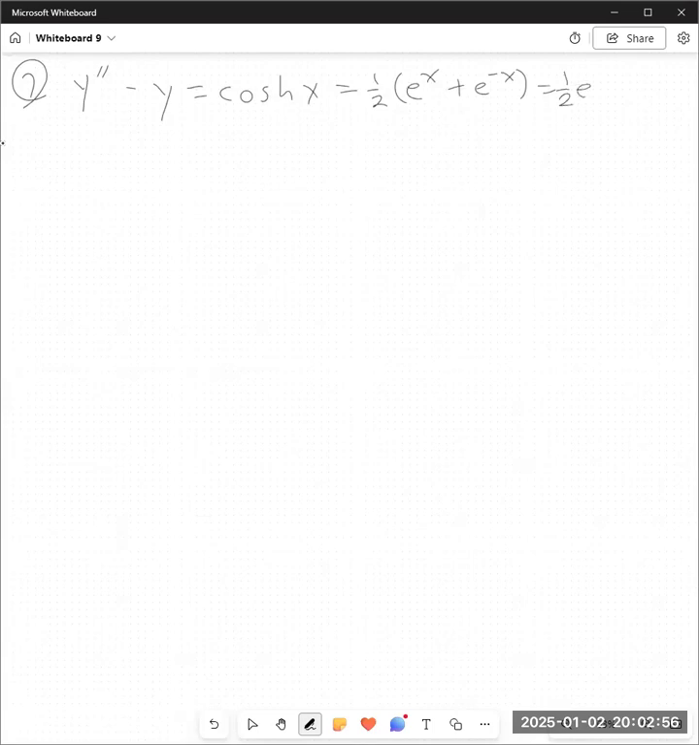All right, we're back with some more variation of parameters problems. I'm going to pick up with number 7 in the textbook. This one contains a hyperbolic cosine on the right-hand side, and I'm just going to deal with that by the definition of what hyperbolic cosine is. So it says that it's cosh x. Just as a reminder, that's 1/2 of e to the x plus e to the negative x, or 1/2 e to the x plus 1/2 e to the negative x. So we'll deal with that way.